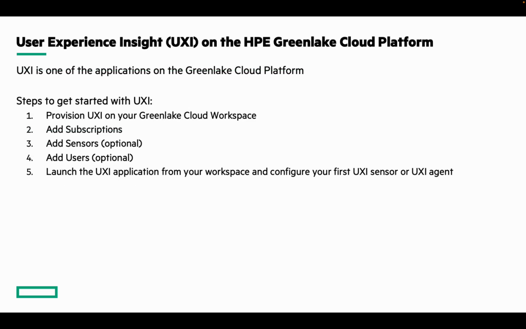User Experience Insight is one of the applications on the GreenLake cloud platform. The steps we're going to do to onboard UXI is first, we're going to provision UXI in your GreenLake cloud workspace. The second step is we're going to add subscriptions. Now, when you first provision UXI on your workspace, you're going to be given eval subscriptions automatically. But when you purchase subscriptions, you want to make sure you add them to the GreenLake cloud application workspace. The third step is going to be add sensors if you're using our hardware sensors. The fourth step is going to be add any additional users. And the fifth step is going to be to launch the UXI application from your workspace and configure your sensor for the first time through the onboarding wizard.